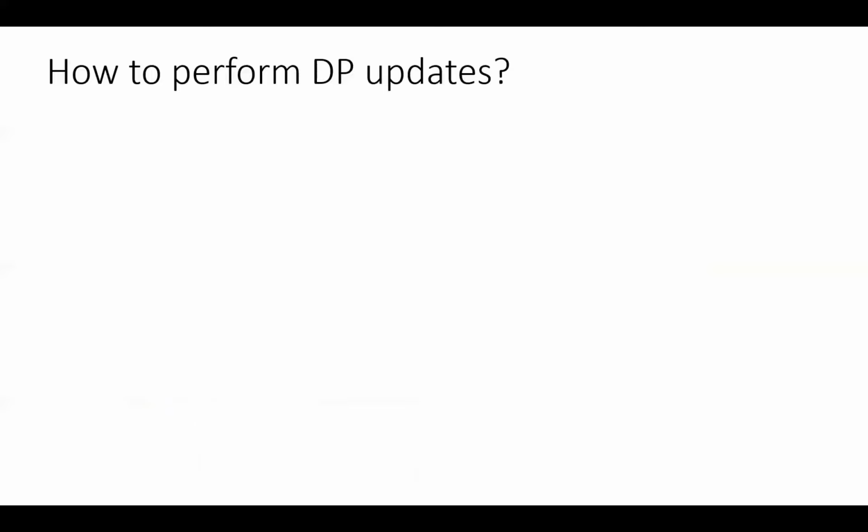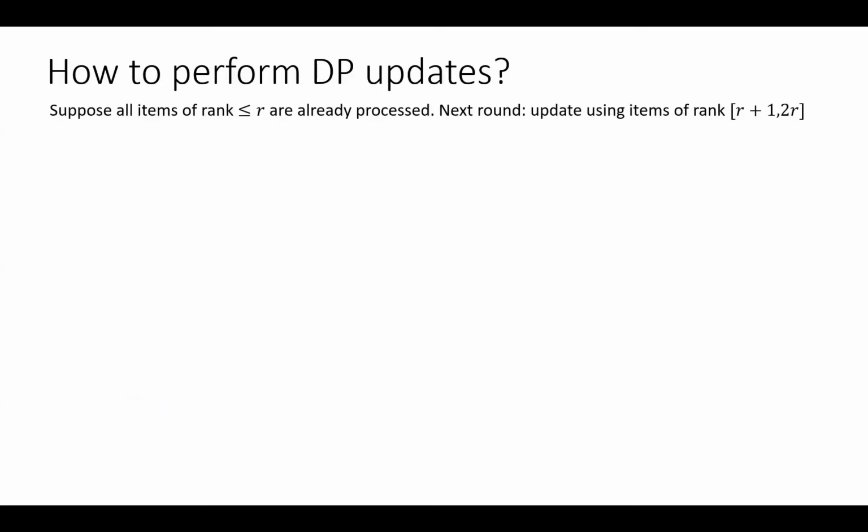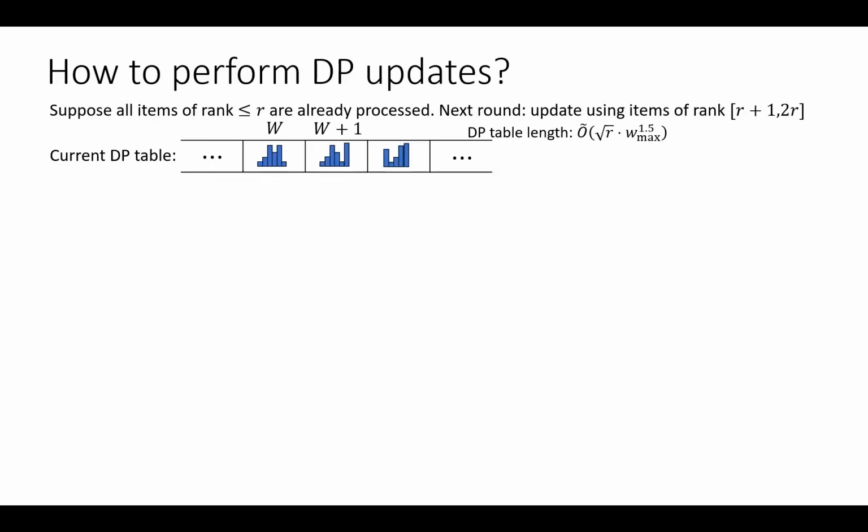So now let's consider how to perform the DP updates. Suppose we're looking at the round where we have just finished updating all the items whose rank is below R, and in the next round we want to update using items of rank from R plus 1 to 2R. We have a current DP table, and let's further assume that inside each cell of the DP table, we also have a representation of this partial solution using the histogram, in addition to the total profit value.